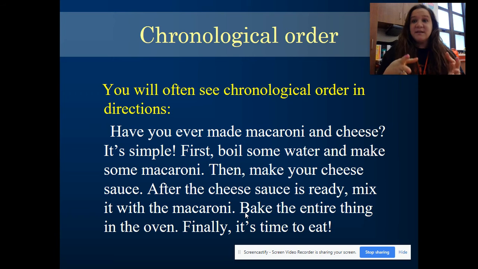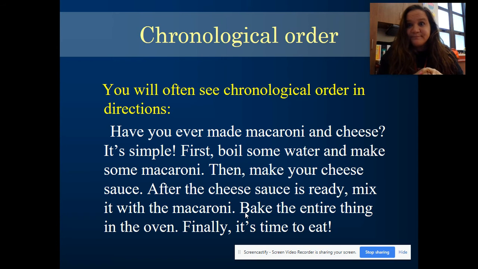Okay, so here's an example of a passage that is using chronological order. It's a really simple little paragraph about macaroni and cheese. We probably all know how to make macaroni and cheese, and if you don't, it'll probably be one of the first things you ever learn how to do. So in the passage, it says, have you ever made macaroni and cheese? It's simple. First, boil some water, make some macaroni. Then make your cheese sauce. After the cheese sauce is ready, mix it with the macaroni. Bake the entire thing in the oven, and finally it's time to eat. Now, I'm sure there's a few more steps there, and you probably need to know the ingredients and the measuring of that, but you can automatically see that you have some signal words in this passage.